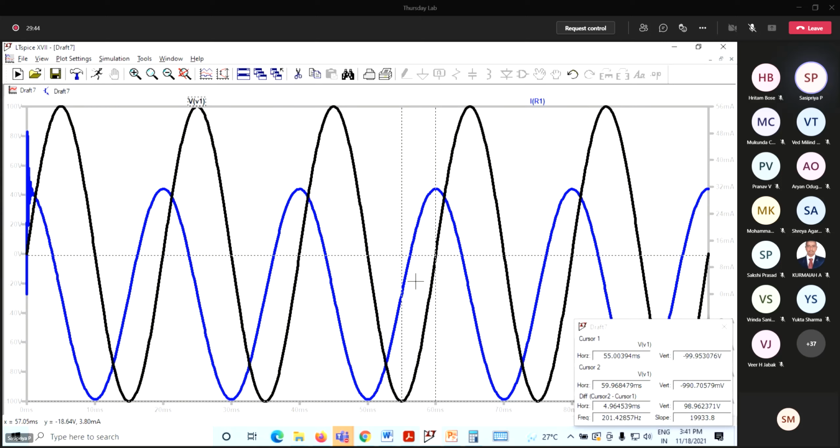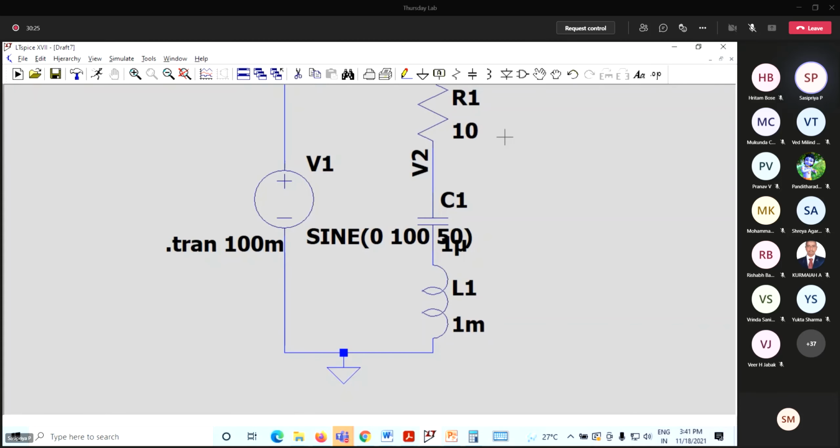For 4.96 milliseconds, you can find the angle. This is the time difference, 4.96 milliseconds, and to find the phase difference in degrees, can anyone calculate and let me know the value? Yes, I got the time difference as 6.2. You're getting 4.96. Yes, ma'am, I'm also getting that. One minute, I'll just check. 1 millihenry, 1 microfarad, 10 ohms, right? Okay.